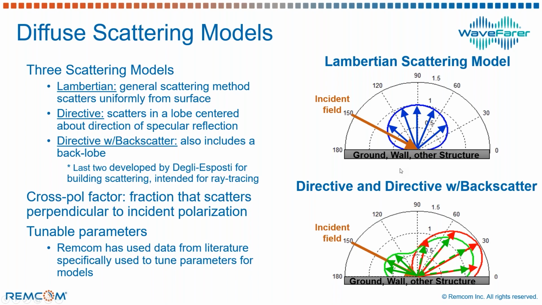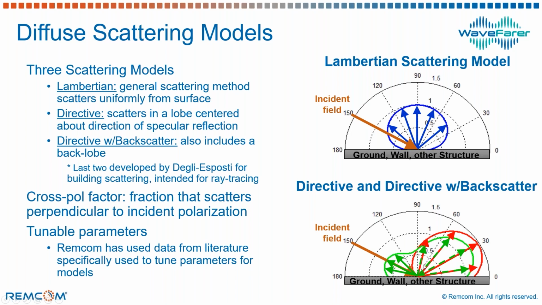So a little bit more about our diffuse scattering models. There are 3 different models that we can choose from. One is a general scattering method called the Lambertian method that scatters uniformly from a surface. And then we've added a directive method developed by Degli Esposti and a directive with Backscatter. These are 2 methods that were developed primarily intended for ray tracing and in large part for interactions with buildings and building scattering. So we have these available as well.